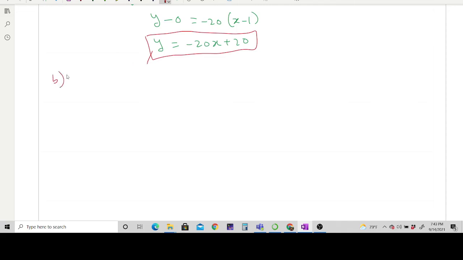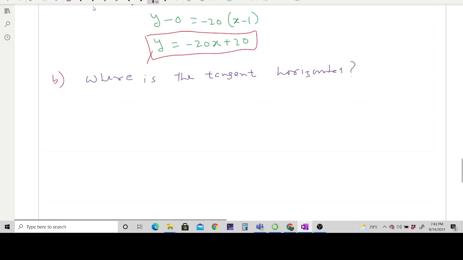Okay, the second question is where is the tangent horizontal. If the tangent line is horizontal, that means the first derivative, we set this equal to 0.